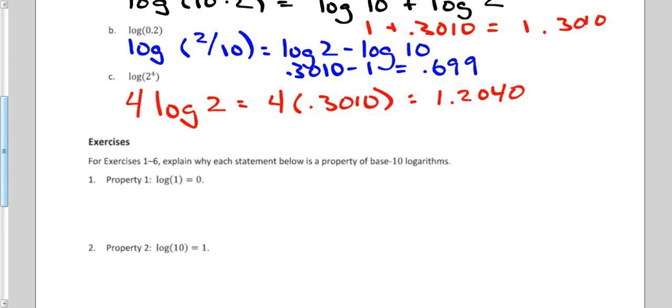You probably did log base 10 of 2 and then took that number to the fourth power. Put 2 to the fourth in parentheses, and then hit enter, and you'll get something really close to this.